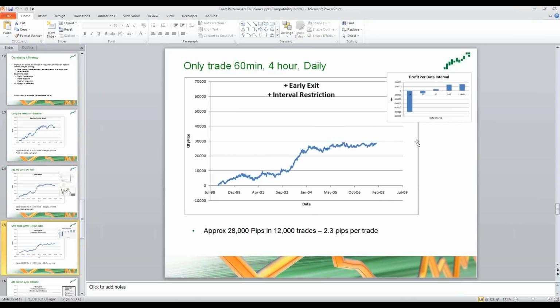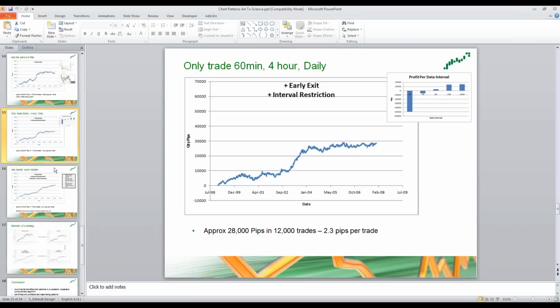Then what we did, of course, is we added an interval restriction where we took away the 15-minute and the 30-minute signals, and we only traded 60, 240, and end of day signals. And now things start becoming interesting. We had approximately 28,000 pips in profit over 12,000 trades, which is 2.3 pips per trade.